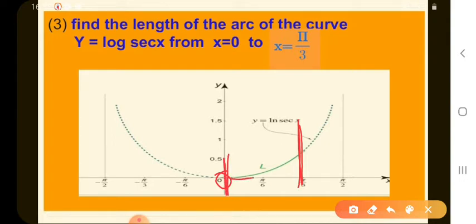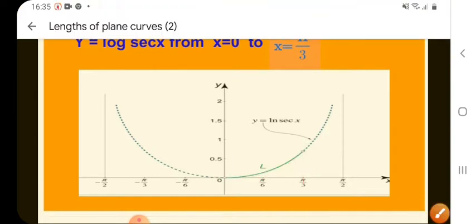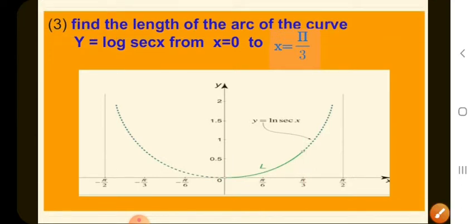Between these 2 points, the length of this arc is, say, L. We have to find that length, okay? This is the graph of log secant x, from x equals 0 to x equals pi by 3. See, already we have limits.